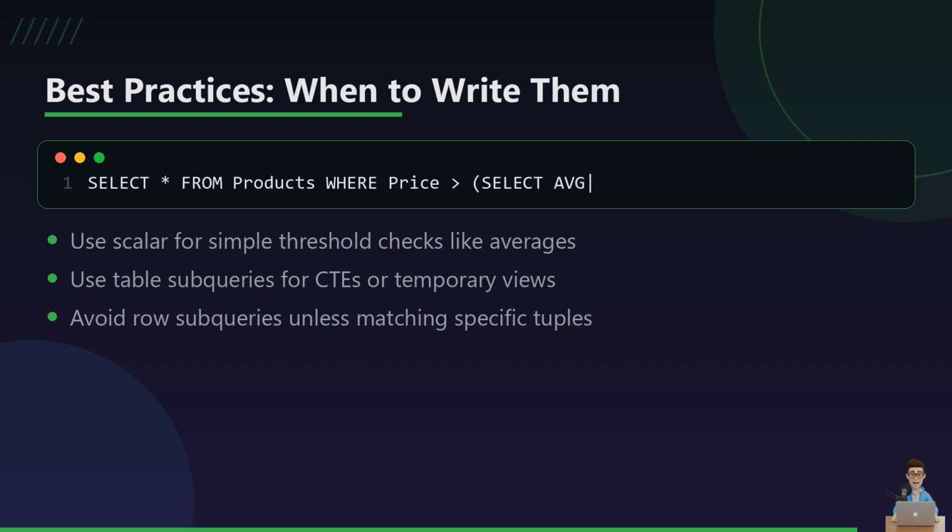Here's where to apply each type effectively. Scalar subqueries shine when checking a single metric like an average price across categories. Table subqueries are perfect for creating temporary views or CTEs that simplify logic flow. Row subqueries feel niche but great for matching exact tuples in rare cases. Stick to scalar and table unless you have a specific tuple match need. In short, match the query type to your logical goal.